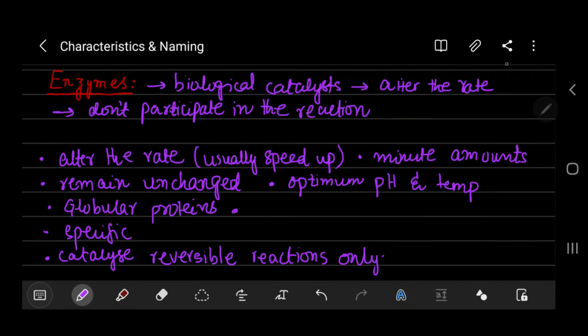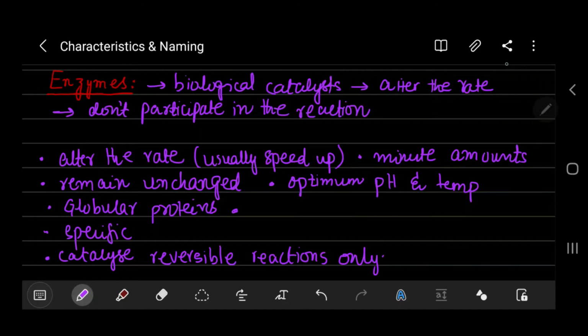Hi guys, in this video we'll be starting with enzymes and we'll be covering characteristics and naming of enzymes. So let's get started. First we need to understand the meaning of the term catalyst. A catalyst is any substance that changes the rate of a reaction without being itself changed at the end of the reaction. Basically, they don't participate in the reaction.